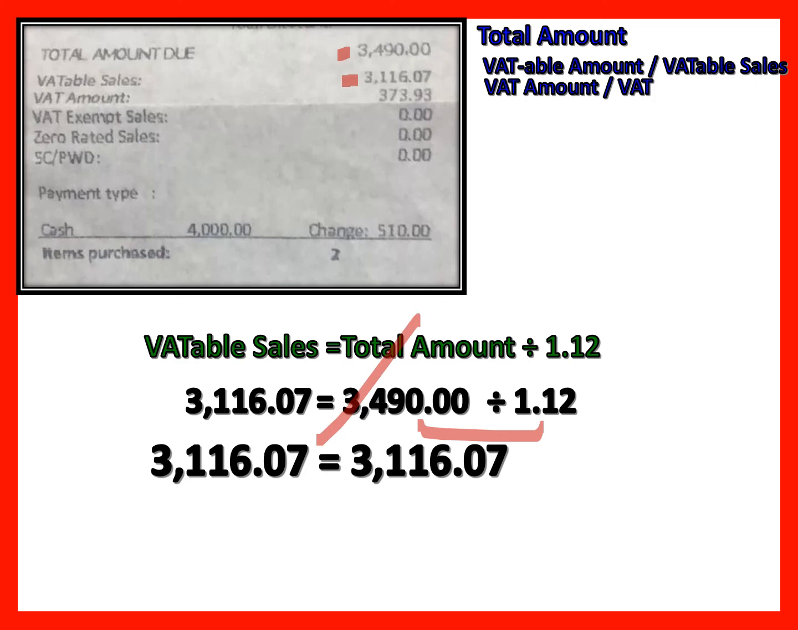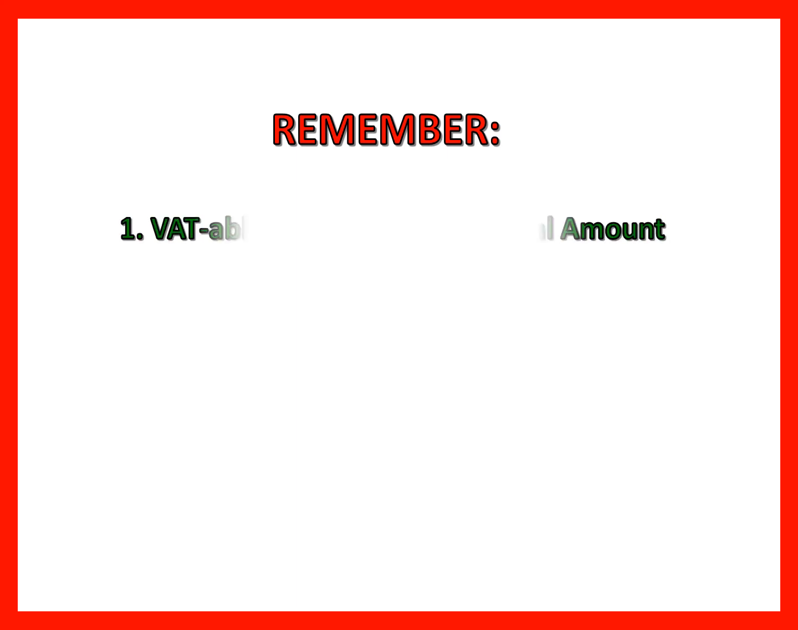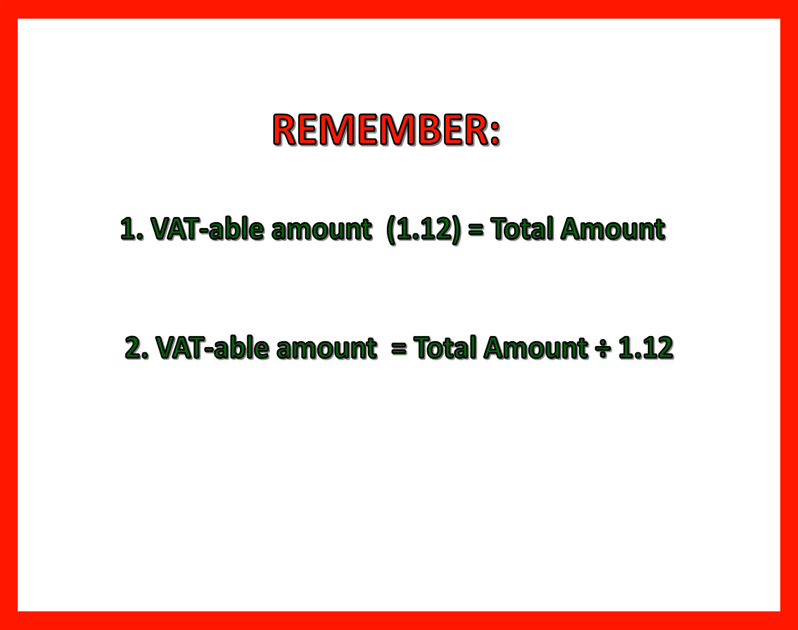Okay, so again, you need to remember these two formulas. Number one, VATable amount multiplied by 1 and 12 hundredths equals the total amount. But in other receipts, it is labeled as VATable sales. Okay, so do not be confused with that. Another formula is the VATable amount equals the total amount divided by 1 and 12 hundredths. Okay, so these are the two formulas that you need to remember in computing for the VAT or the value added tax on your official receipt.